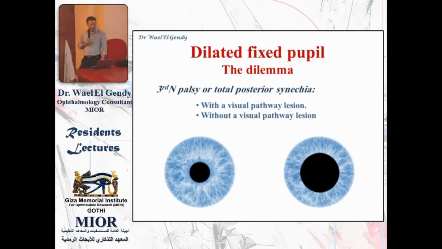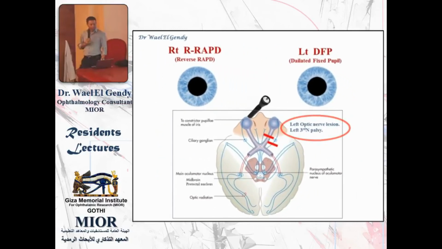Now, what would you do if you have a dilated fixed pupil? If you have a dilated fixed pupil, then this means either you have an efferent defect, like in third nerve palsy, or total posterior synechia, or whatever traumatic lesion. If you want to discriminate between this isolated lesion, or whether this lesion is associated with a visual pathway lesion, then you're going to have to do your flash swing test and rely on other signs other than the direct relative afferent pupillary defect that you know.